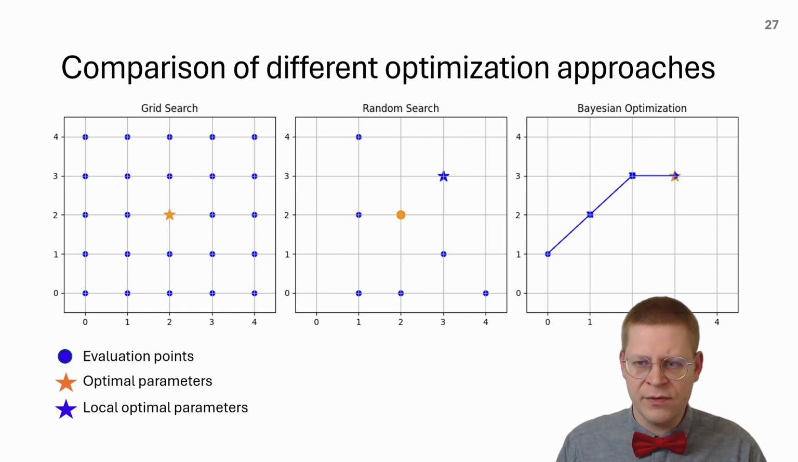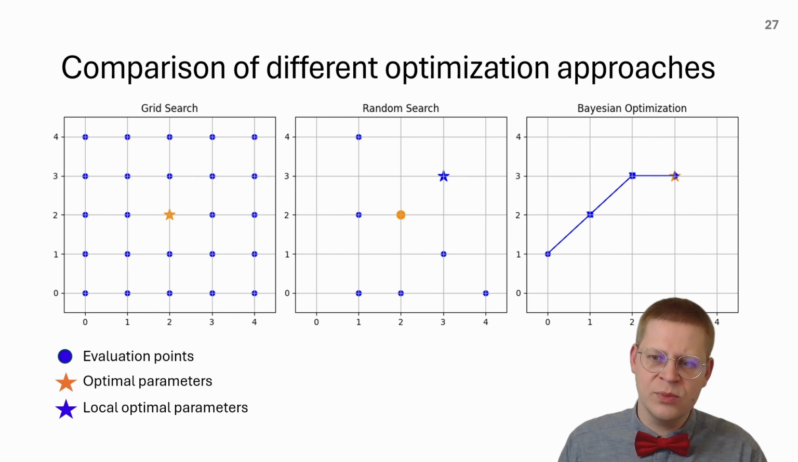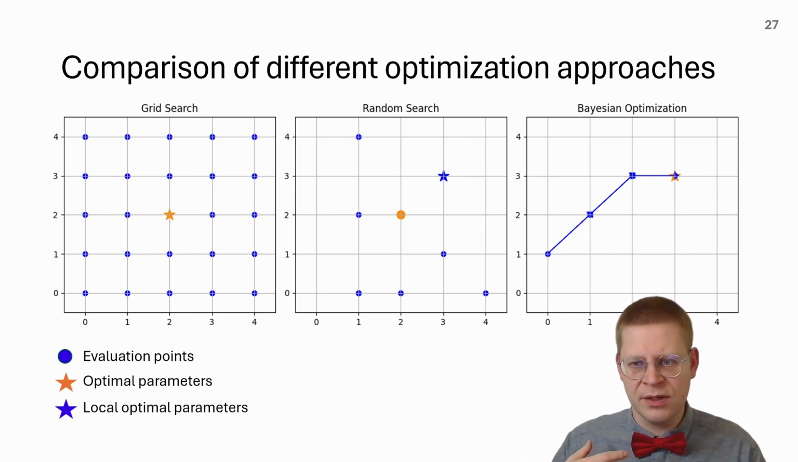Bayesian optimization, however, uses an underlying model, often a Gaussian process or a tree-based method, to approximate our objective function, like model accuracy, and decide where to sample next, each time refining its guess about the best region. Notice how in the Bayesian panel the sequence of blue squares is moving from lower left towards the top right, eventually converging on the orange star, which represents the best known optimum.